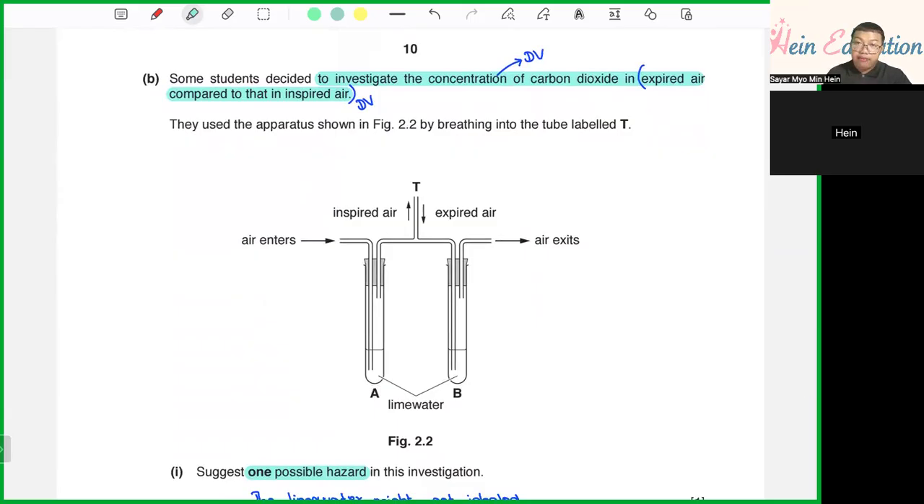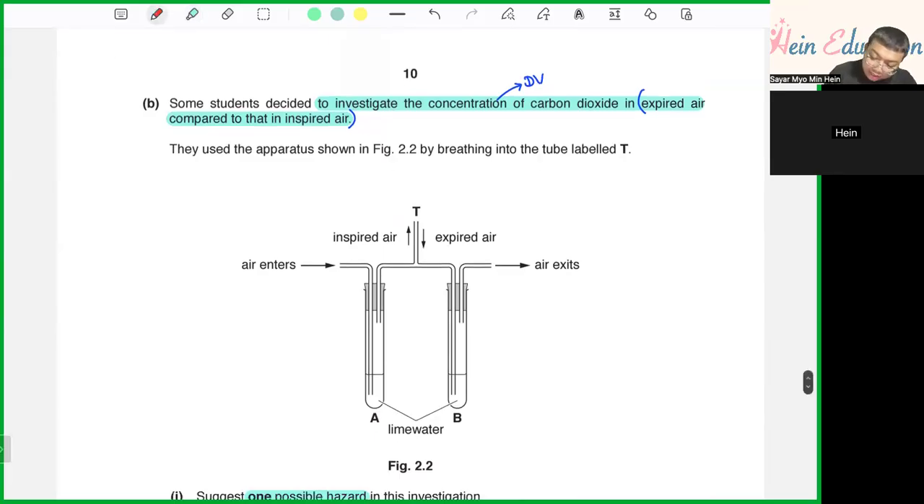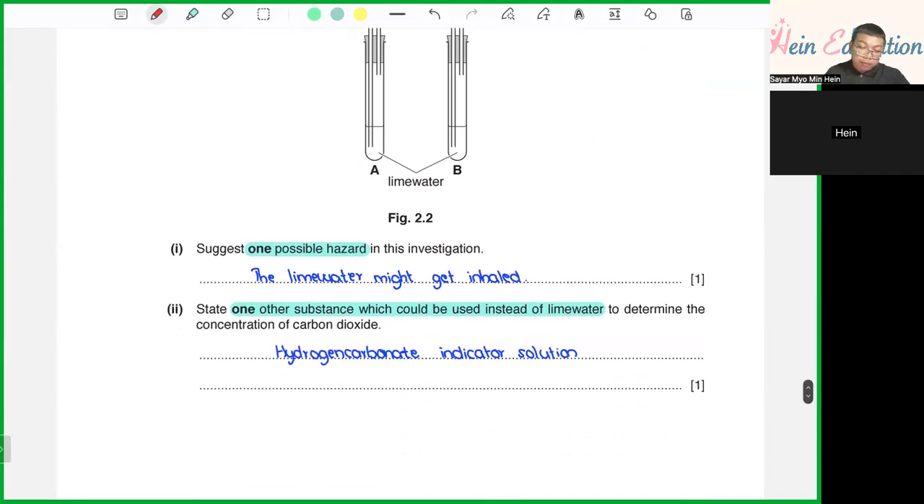And then number B, to investigate the concentration of carbon dioxide in expired air compared to in inspired air, right? So expired and inspired air would be the independent variable and concentration of carbon dioxide would be the dependent variable. So in this case, they ask you to state one possible hazard.